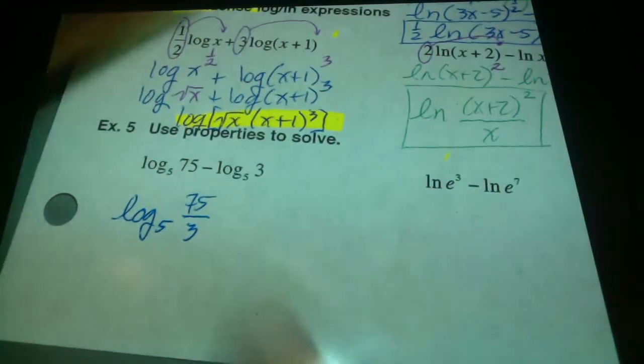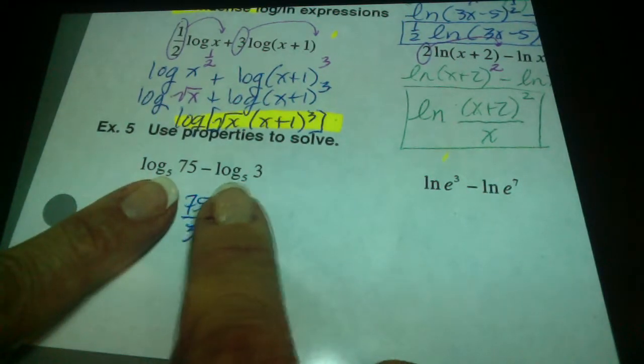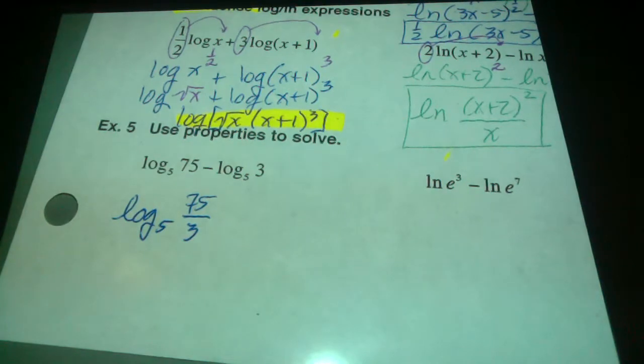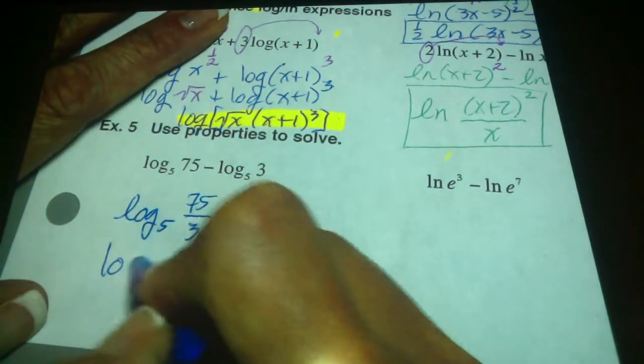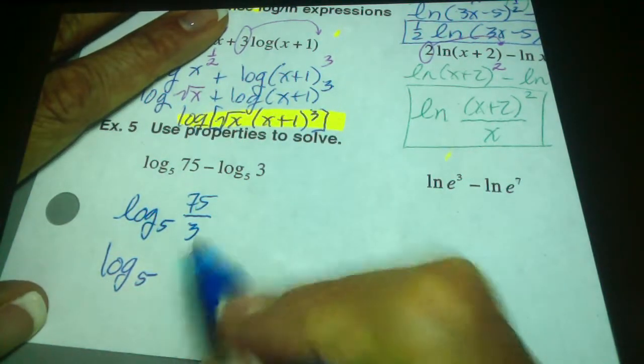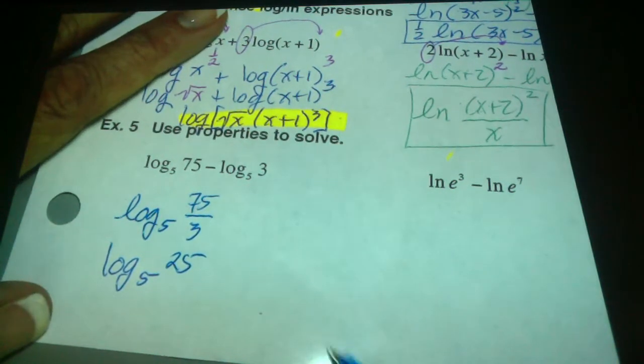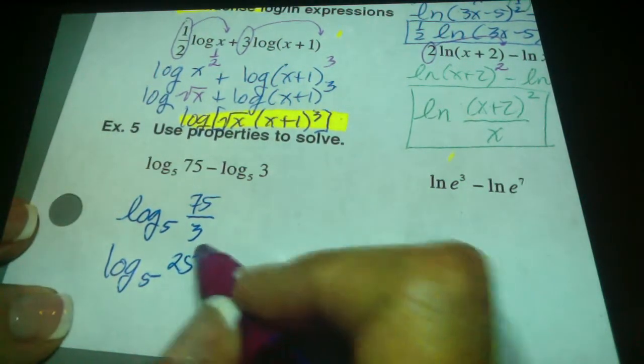Yes. Right, because all I did was use a property that I have the same base of something being subtracted, so I put it as one log, but with division. Can't I reduce 75 thirds? Yes. So that becomes the log, base 5, you can't forget that, of 25. Then can't I do something with the 25? Yes, because 5 squared is 25.